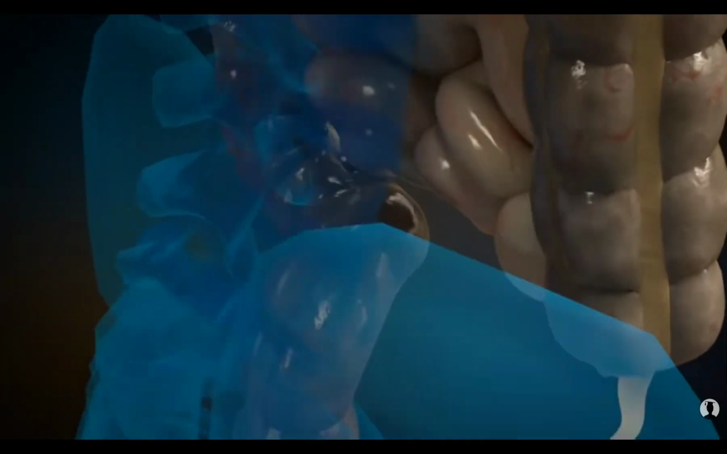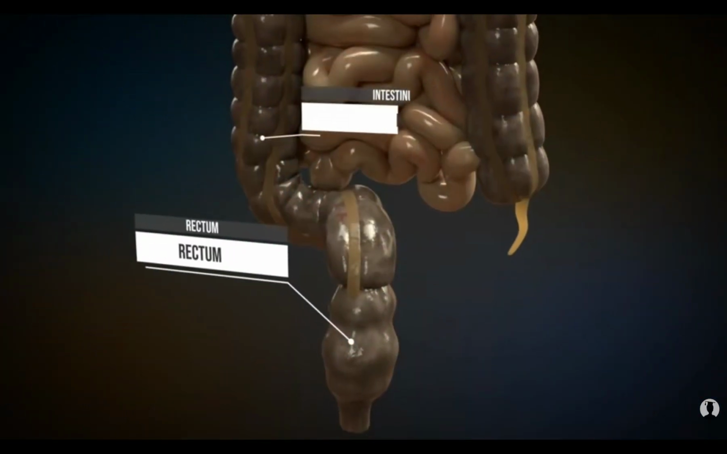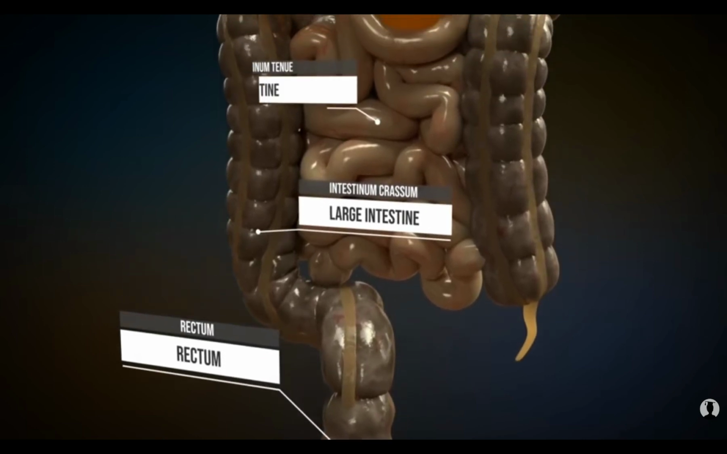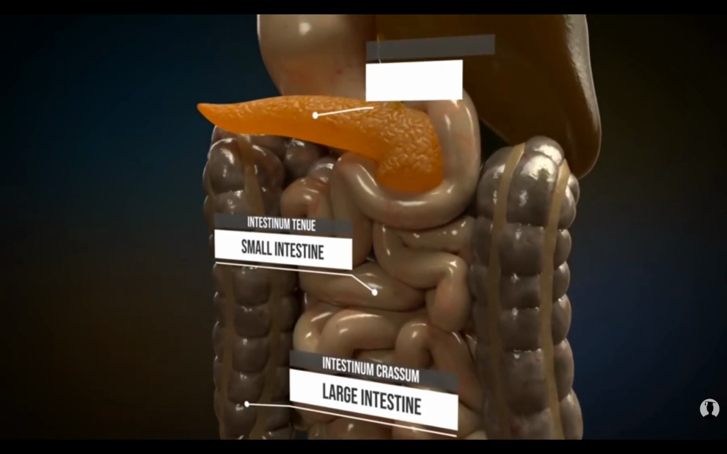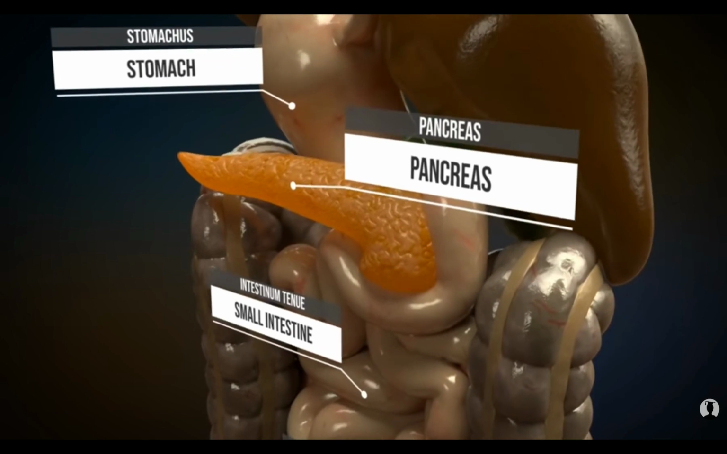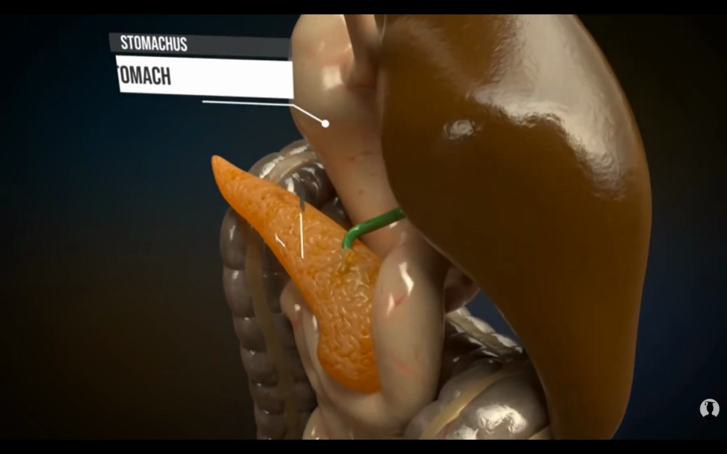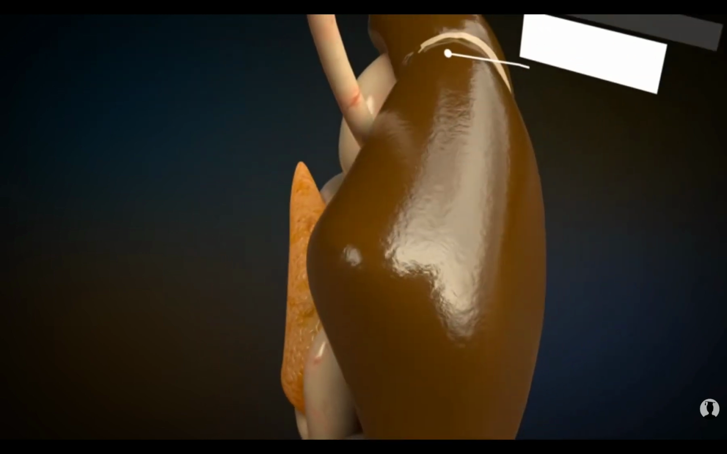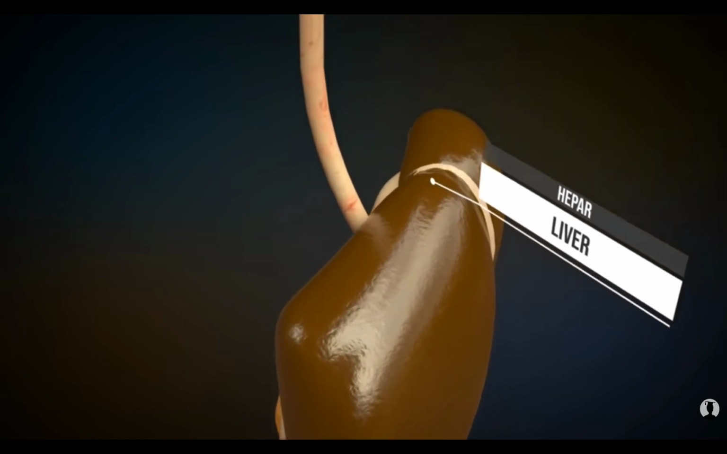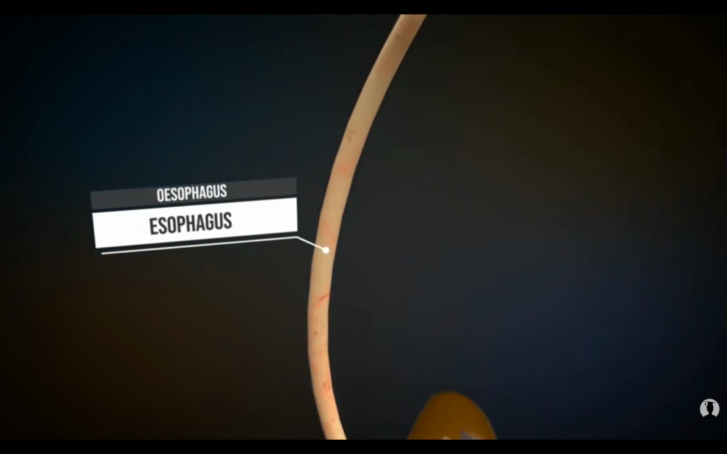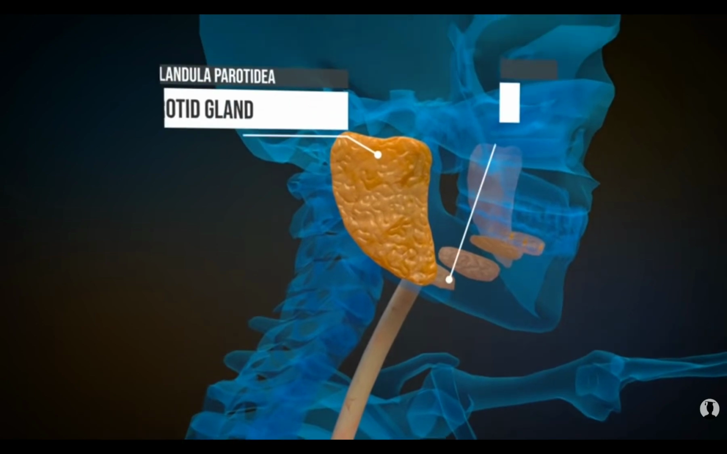Evolved over millions of years. It basically consists of the rectum, the large intestine, the small intestine, the pancreas, the stomach, also called gaster and ventriculus, and the liver with the gallbladder. The esophagus is also part of this system, as well as various salivary glands near the mouth.